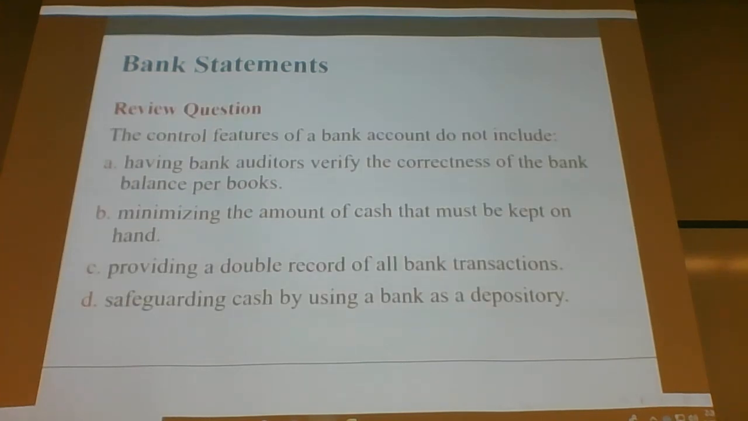All right, it says review question. The control features of a bank account do not include, okay, A, having bank auditors verify the correctness of the bank balance per books, B, minimizing the amount of cash that must be kept on hand, C, providing a double record of all bank transactions, and D, safeguarding cash by using the bank as a depository. So they're asking about control features. Well, B through D, we talked about this right here. This is your incorrect answer. So it says do not include. So A is your correct answer, because that is not a control feature of a bank account.